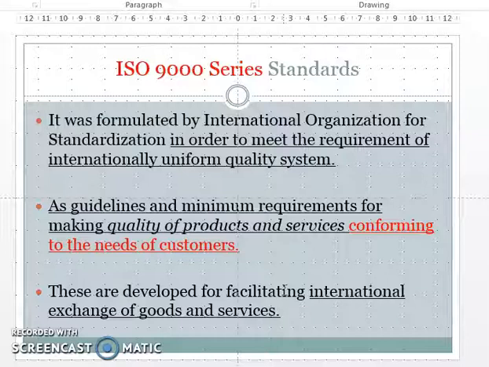It means we can trust that if a company or organization has these standards, all minimum care has been taken by the organization to fulfill the customer's requirement, and we can be sure the product and service have quality. And for that purpose, this is the requirement for international exchange of goods and services.